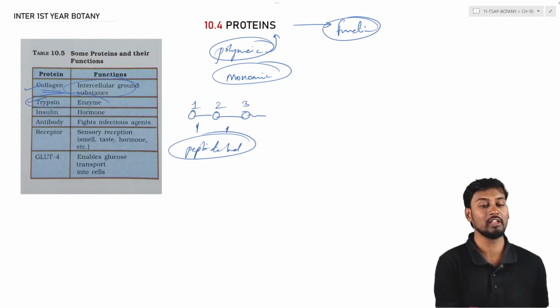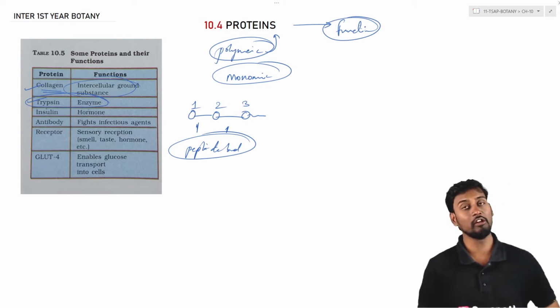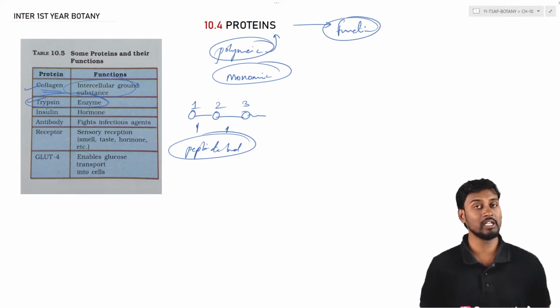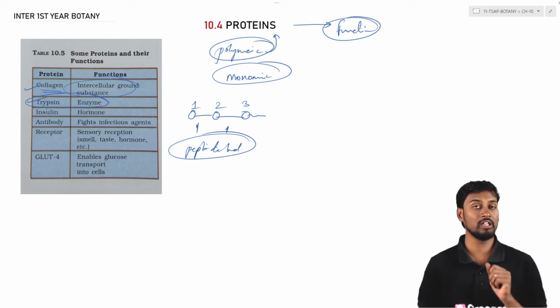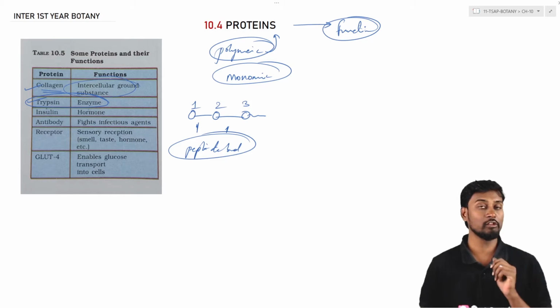So trypsin is a globular protein. The trypsin is an enzyme which is involved in enzymatic processes, and the trypsin is a globular protein.